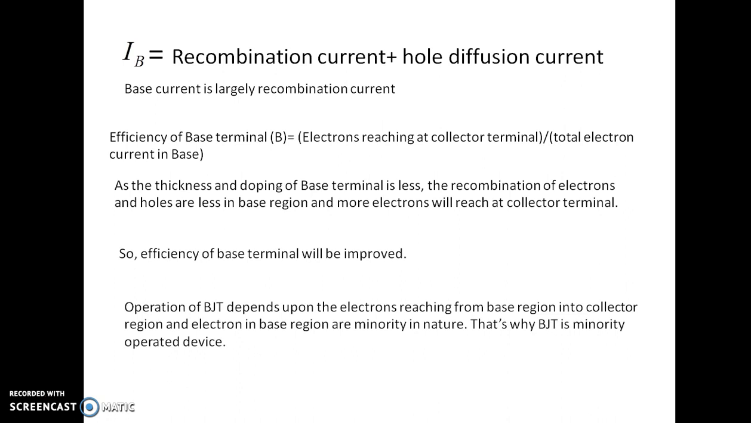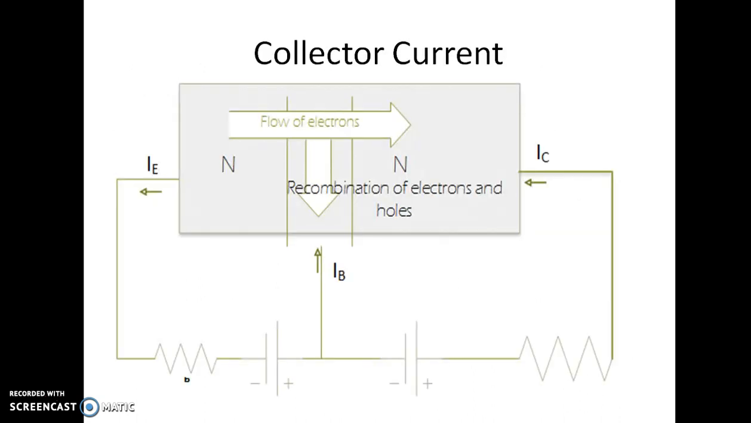Now, second, the BJT is a minority operated device. Why is the BJT a minority operated device? Because in an NPN transistor, the operation of the BJT depends upon the flow of electrons from the emitter terminal to the collector terminal. If more electrons reach the collector terminal, the efficiency of the BJT is more, and the electrons from the emitter in the base region are minority in nature. That's why the BJT is a minority operated device.